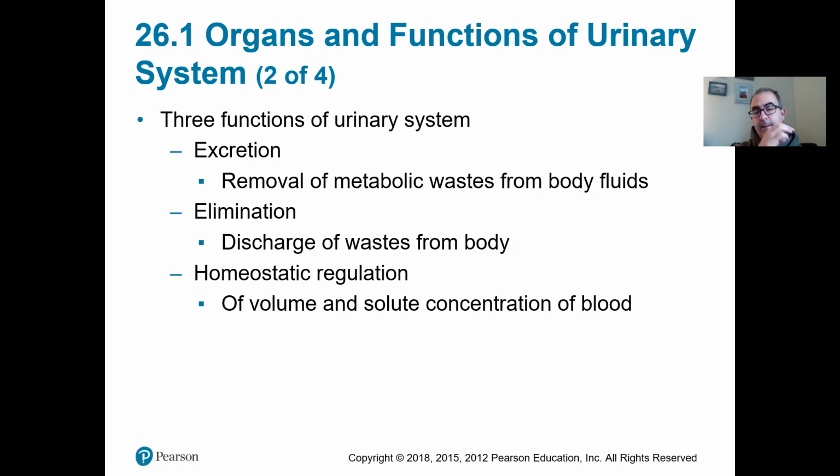Okay, so that's really the urinary system. It's got three functions, if you want to think of it that way: excretion, which removes metabolic waste from the body; elimination, again, you're getting it out of the body; and in doing so, you are regulating homeostasis. So we'll go into this a little bit more in the next chapter as well. But you are regulating solute concentrations in the blood. You're regulating how much water is in the blood. So you're regulating blood volume and the salt concentration in the blood.